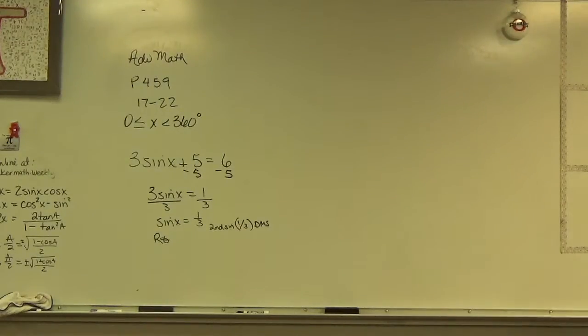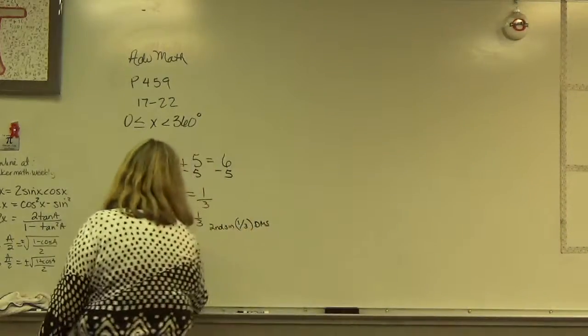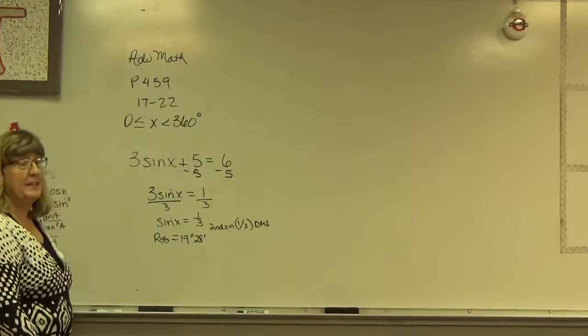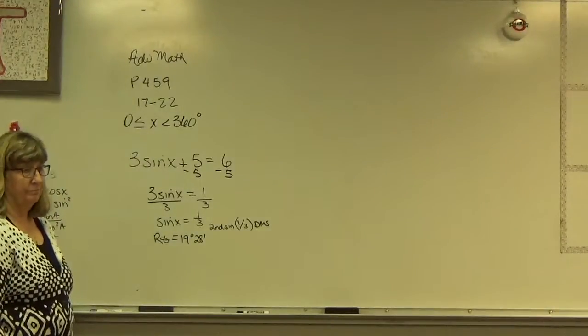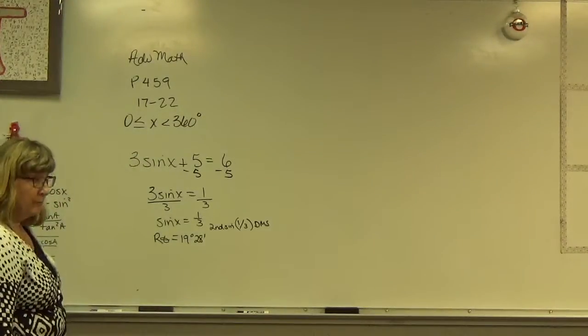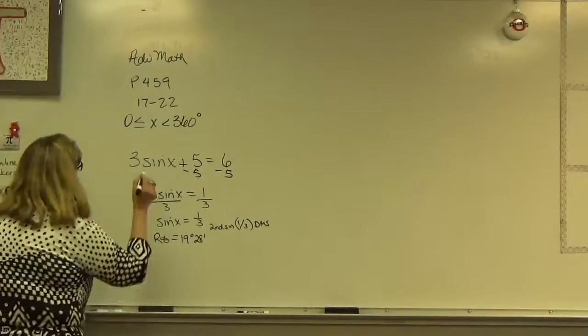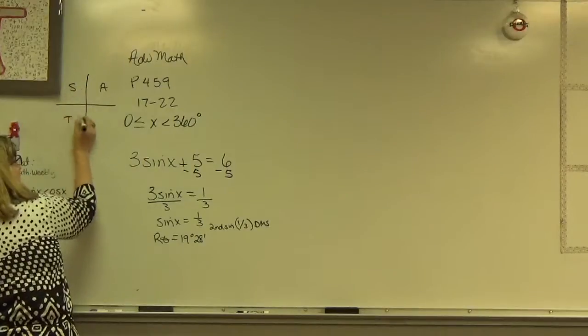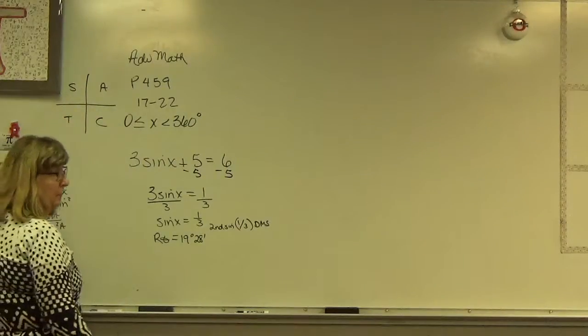So what did you guys get for an answer? 19°28'. Anybody else 19°28'? Anybody not get 19°28'? Okay. Good. Now, also remember, you've got to remember All Students Take Calculus, so that helps you decide where it's positive and negative.